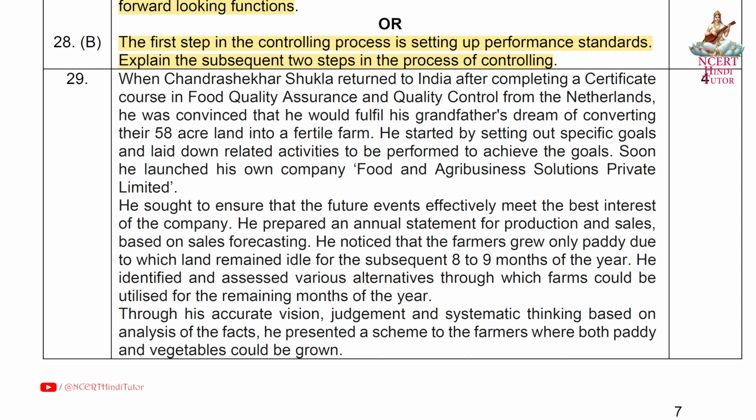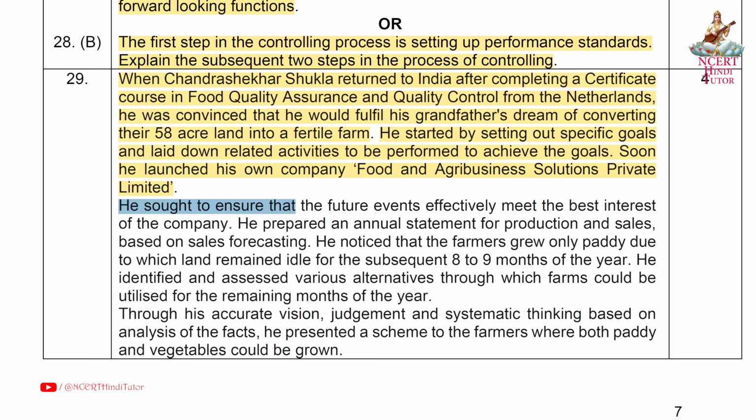Question 29. When Chandrasekhar Shukla returned to India after completing a certificate course in food quality assurance and quality control from the Netherlands, he was convinced that he would fulfill his grandfather's dream of converting their 58-acre land into a fertile farm. He started by setting out specific goals and laid down related activities to be performed to achieve the goals. Soon he launched his own company, Food and Agri-Business Solutions Private Limited.